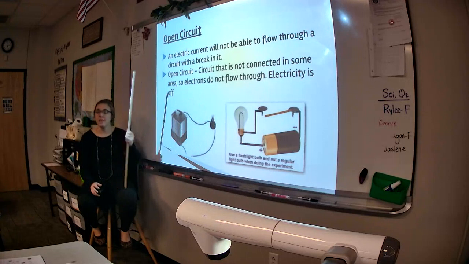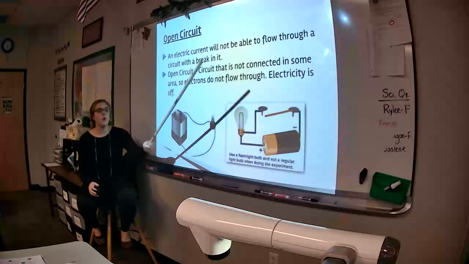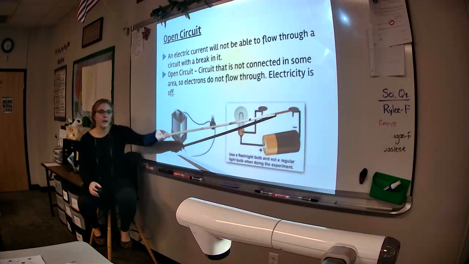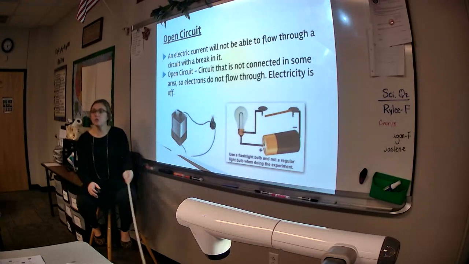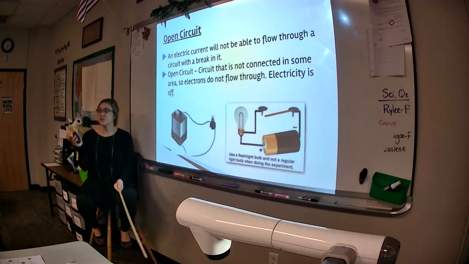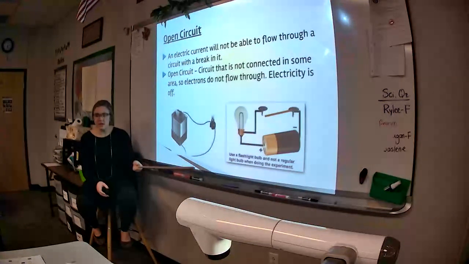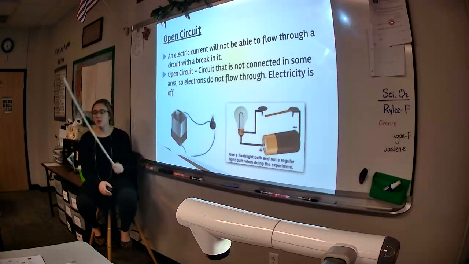Another example of an open circuit is not necessarily one that has a break in the wires, but one that has a switch that is open. In this case, this would be like a metal rod. If I touch this metal rod to this metal part, that will close the circuit, like closing a gate. Then the electricity will flow and the light bulb turns on. But if I turn the switch off or disconnect the switch, now it's an open circuit, and what happens to the light bulb? It goes off. In order for it to turn on, the circuit has to be closed all the way through.